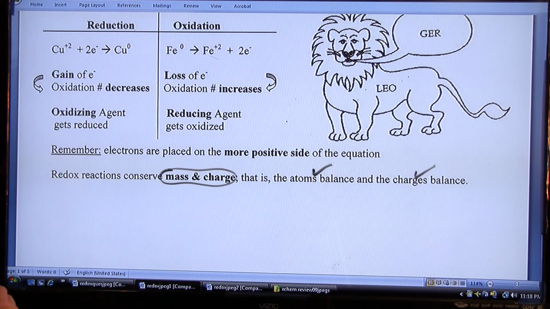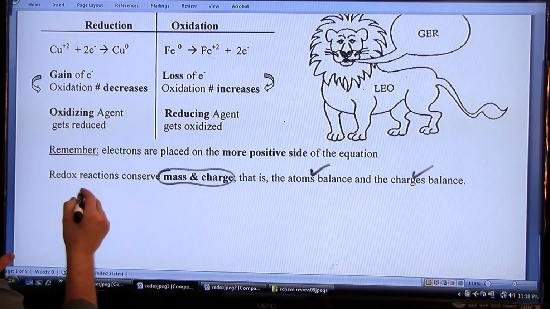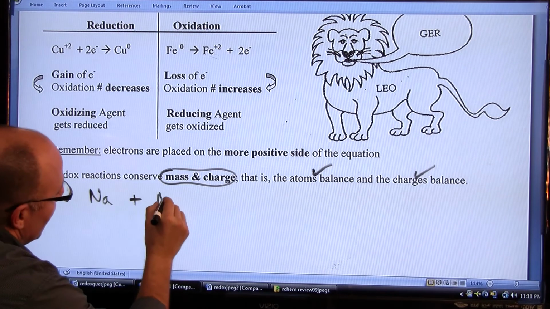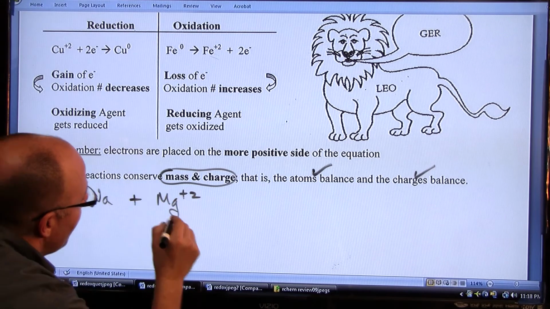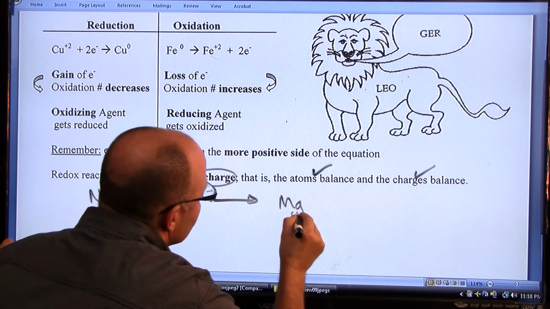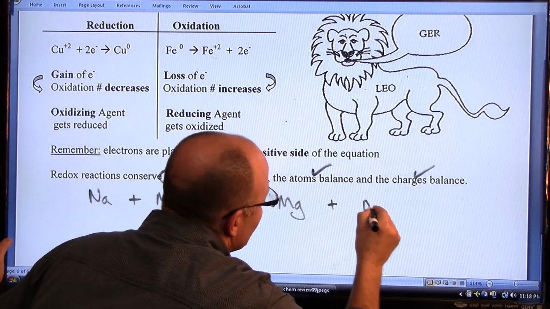So let's do another one to practice. Now suppose we did this. Suppose we did Na plus Mg plus 2 yields Mg plus Na plus 1.